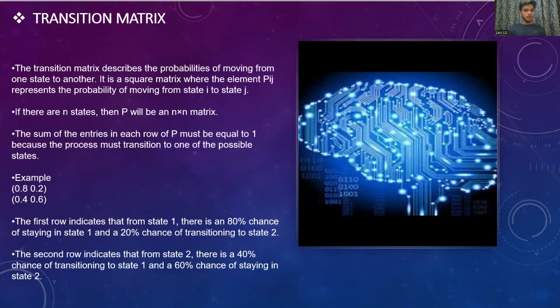Example: 0.8, 0.2, 0.4, 0.6. The first row indicates that from state 1, there is an 80% chance of staying in state 1 and a 20% chance of transitioning to state 2. The second row indicates that from state 2, there is a 40% chance of transitioning to state 1 and a 60% chance of staying in state 2.